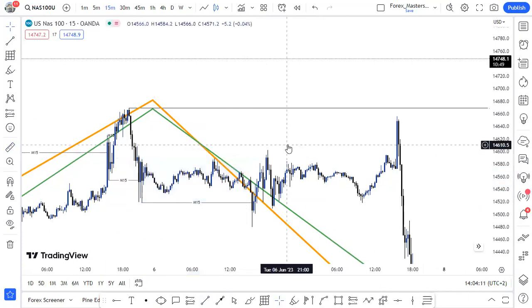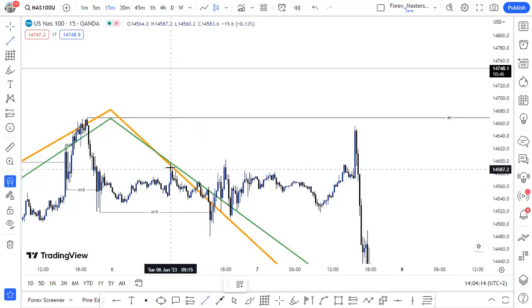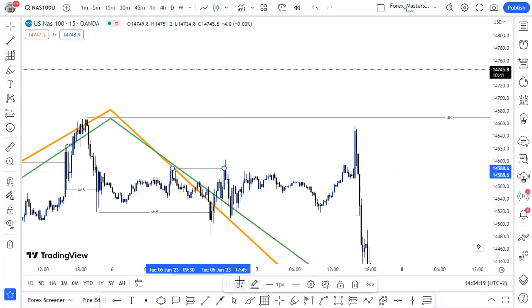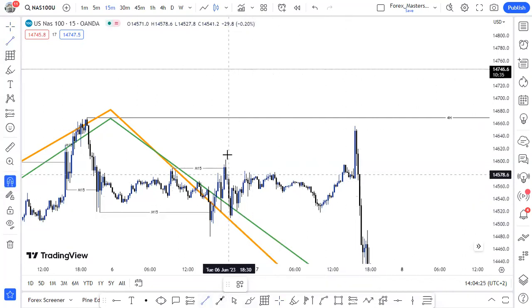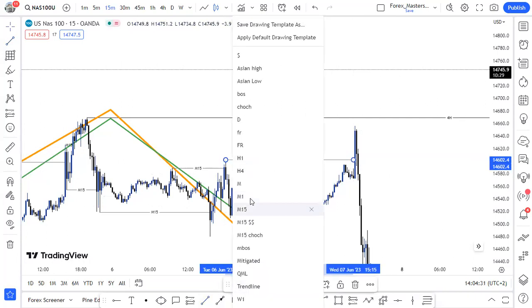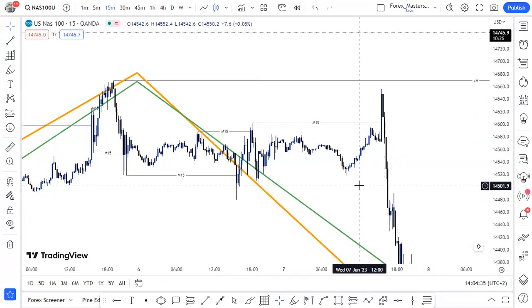Yeah, that's normal structure. Then we break to the upside and we pull back again, we push to the upside. That was another nice buy. So until price hit the areas somewhere here, and what happened? We had a massive drop.